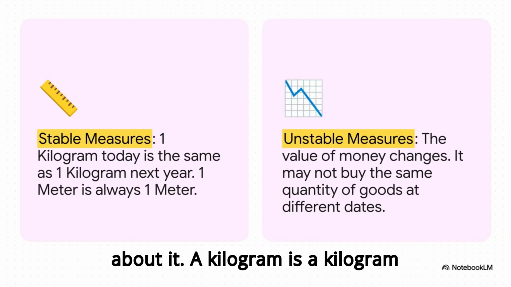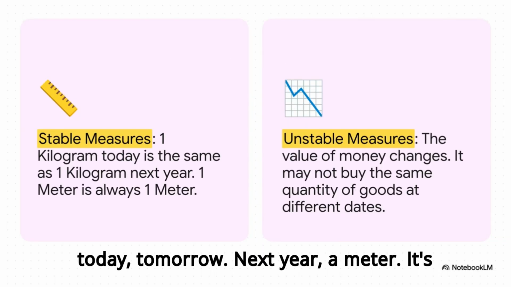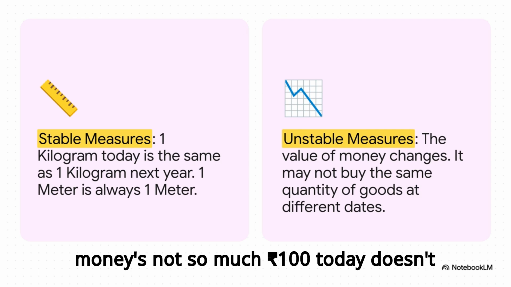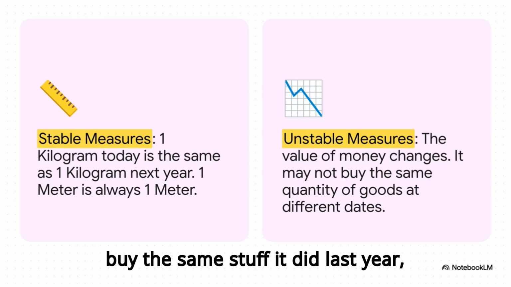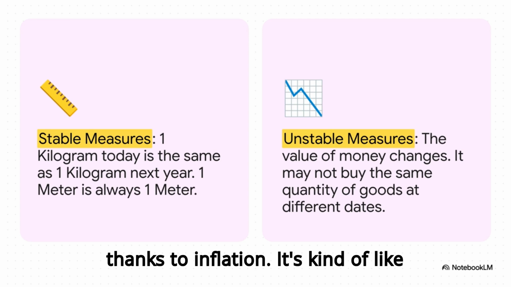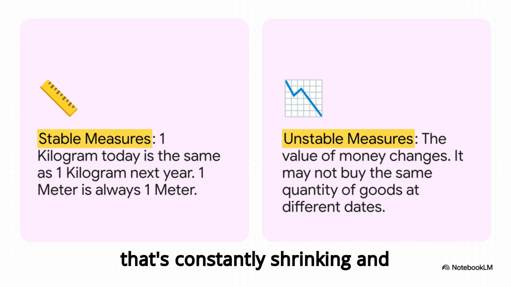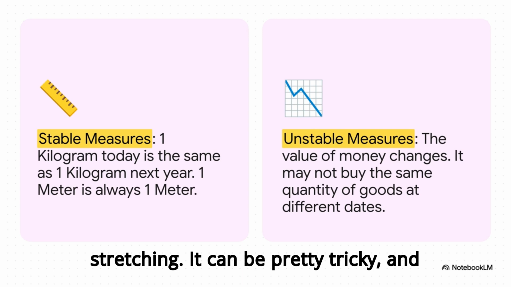Think about it. A kilogram is a kilogram. Today, tomorrow, next year. A meter is always a meter. They're stable. But money? Not so much. 100 rupees today doesn't buy the same stuff it did last year, thanks to inflation. It's kind of like trying to measure something with a ruler that's constantly shrinking and stretching. It can be pretty tricky.